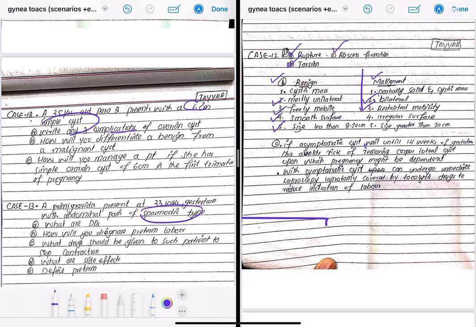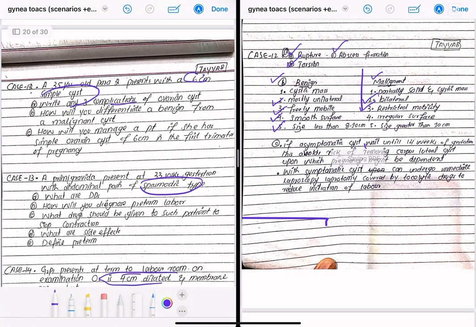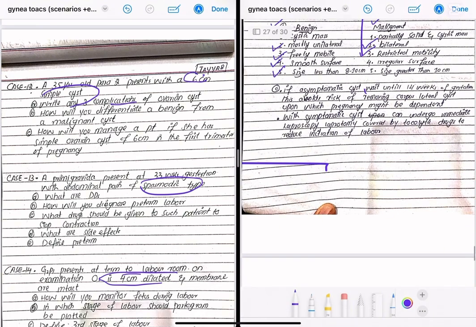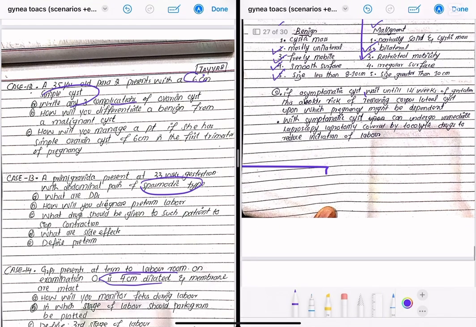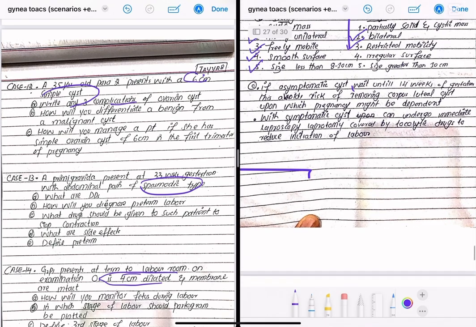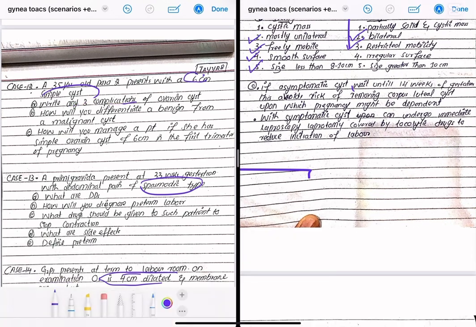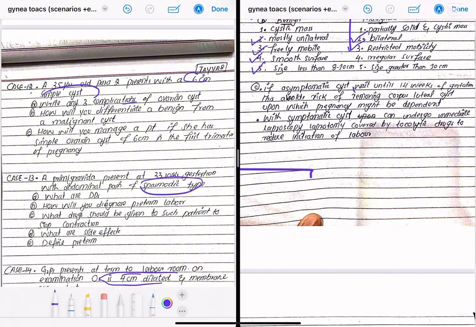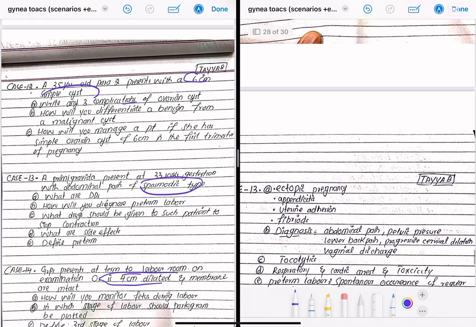So, how will you manage a patient if she has a simple ovarian cyst of 6 cm in the first trimester? If asymptomatic cyst, wait until 14 weeks of gestation. This avoids the risk of removing a corpus luteal cyst upon which pregnancy might be dependent. With symptomatic cyst, one can undergo immediate laparoscopy or laparotomy covered by tocolytic drugs to reduce the initiation of labor. Okay, this was case number 12.